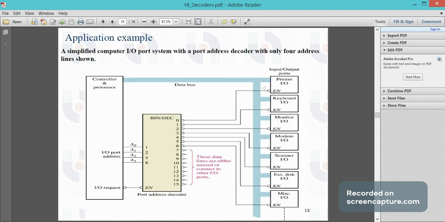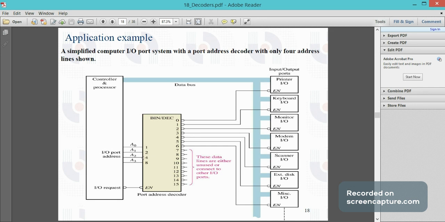Now this is a very important application in our microprocessor. This is the controller and processor. Each port deals with the input output ports, which are connected to a particular device. Like in our processor, each device has a unique code or number which is known as an address. So this printer has a unique code given to a particular address, and the keyboard also has a unique code, and if we want to enable it, this address is used to convert a binary value into a decimal value.